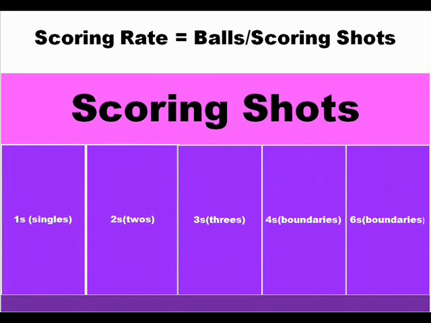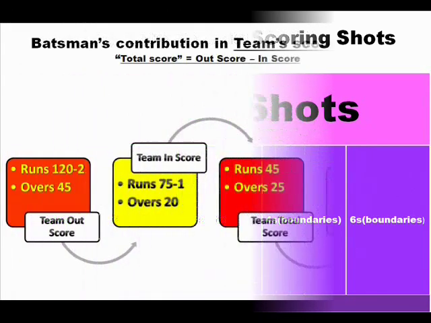There is a very simple method to understand this indicator. Observe an over, count the number of balls bowled in the over and divide them by scoring shots taken by batsmen. Extras and error balls are not counted. And at the end of an innings, one can divide the total number of balls faced by total scoring shots.